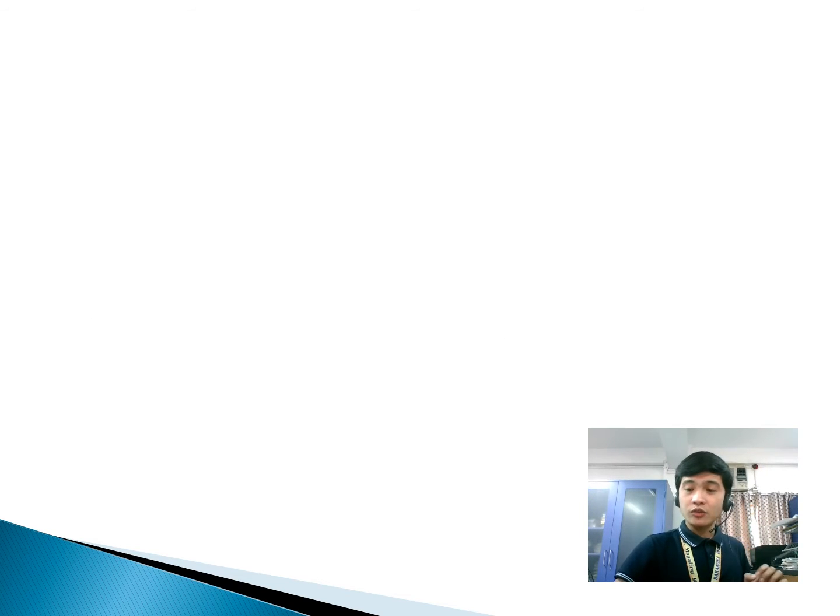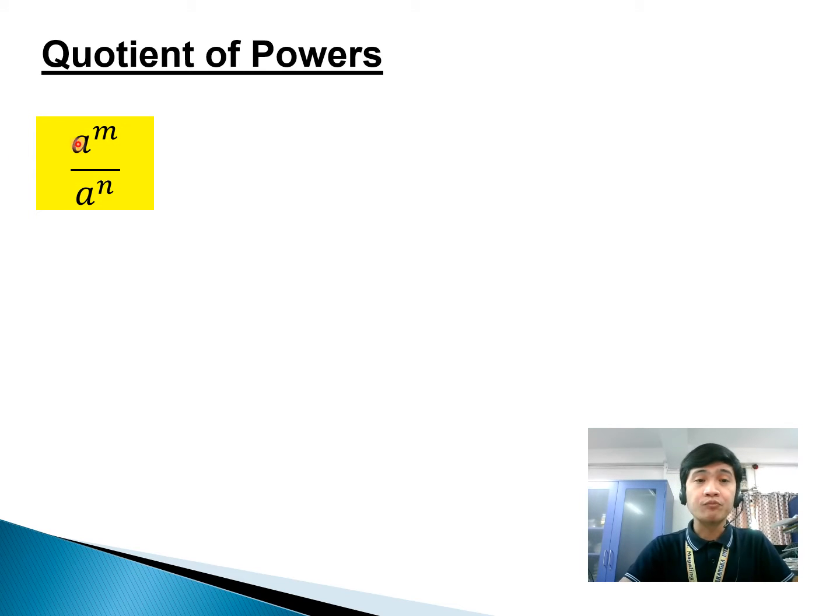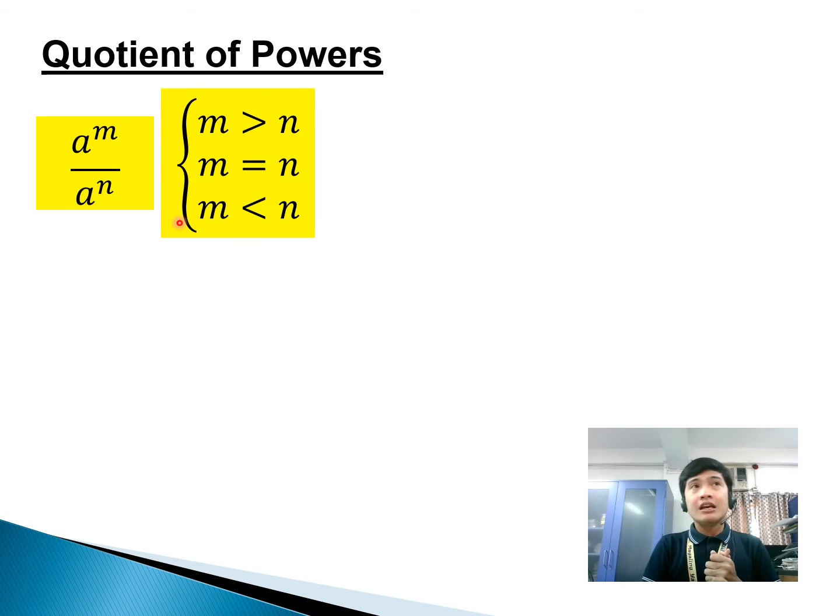Okay, let's have the second rule, and that is the quotient of powers. Or in some books, they call this one the quotient rule in the laws of exponents. So ito po yung illustration niyan. So a raised to m divided by a raised to n. So kagaya po nung ating product rule, importante na same base sila. But this time, we are asked to divide. That's why we call it quotient. In this case, there are three particular cases na kailangan nating maintindihan as we deal with the quotient rule in the laws of exponent or the quotient of powers.